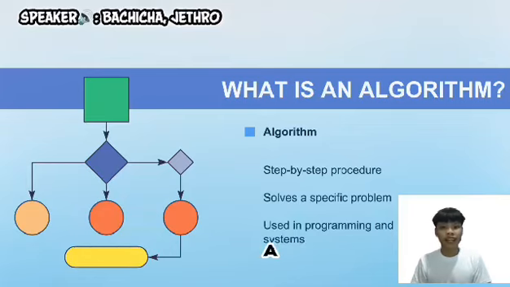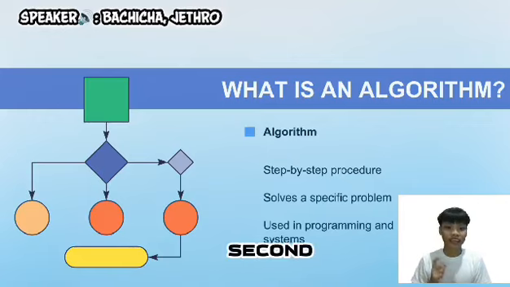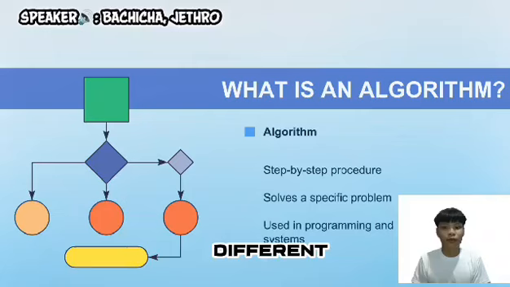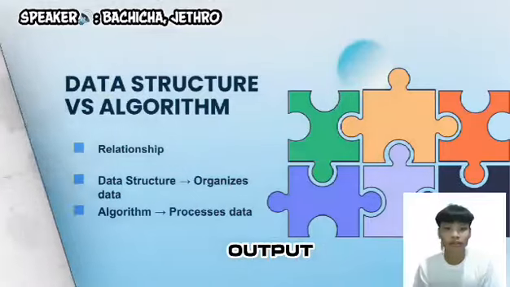Let's take the example of making tea. First, boil water. Second, add the tea leaves or a tea bag. Third, add sugar and milk as needed. Fourth, let it boil for a few minutes. Finally, pour the tea into a cup. Each step must be followed in order to get the desired result. This sample process is an algorithm because it has different steps, a sequence, and a final output.